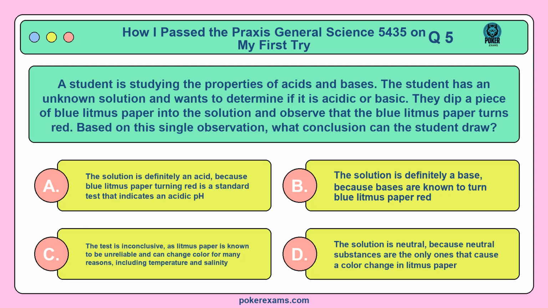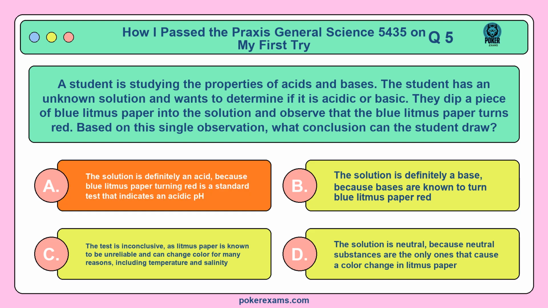Question 5. A student is studying the properties of acids and bases. The student has an unknown solution and wants to determine if it is acidic or basic. They dip a piece of blue litmus paper into the solution and observe that the blue litmus paper turns red. Based on this single observation, what conclusion can the student draw?